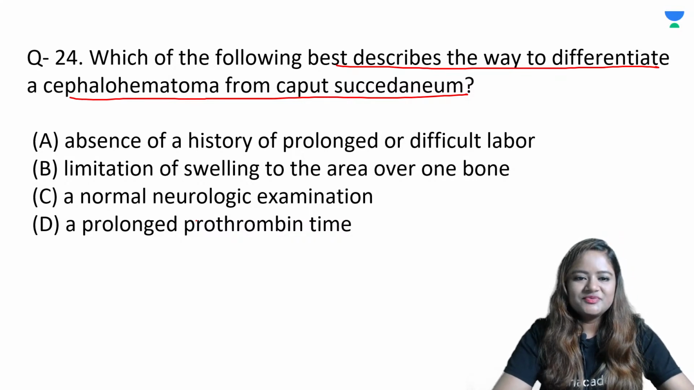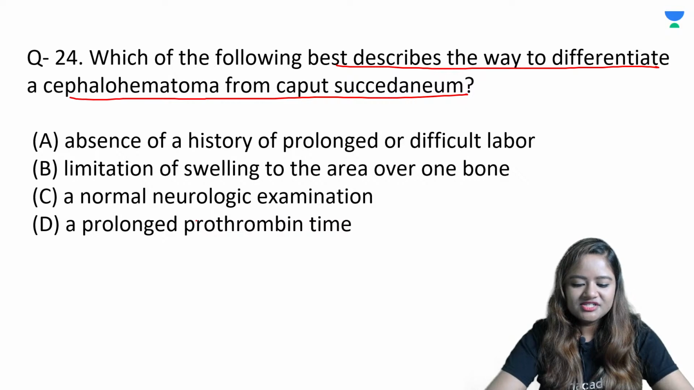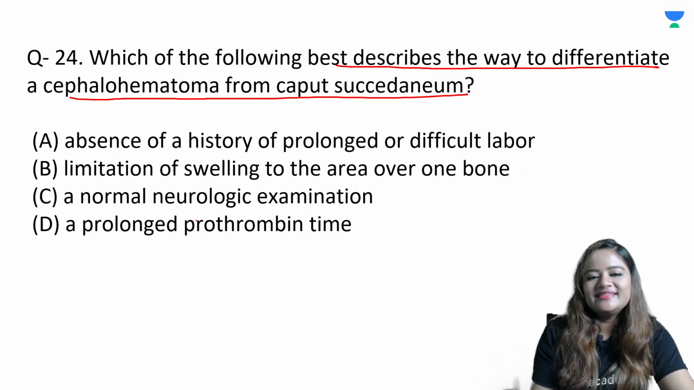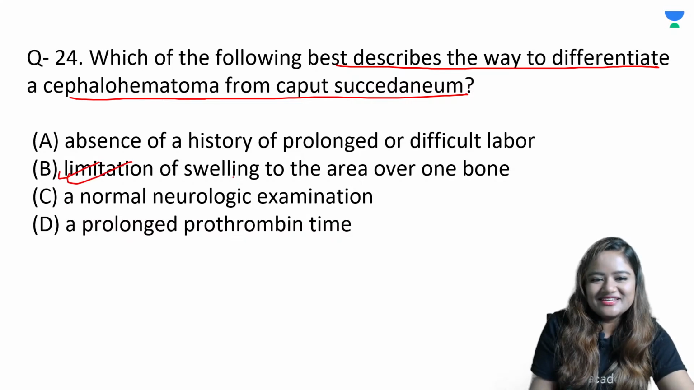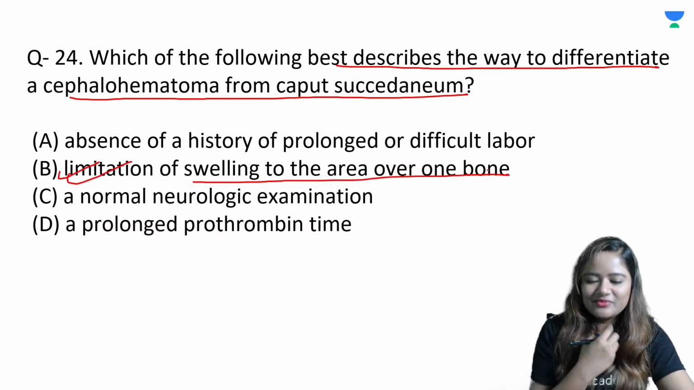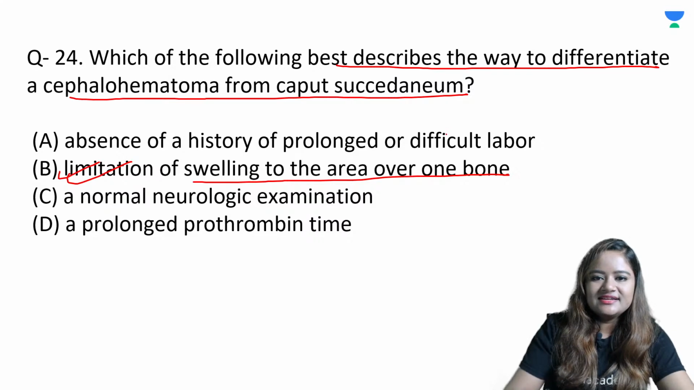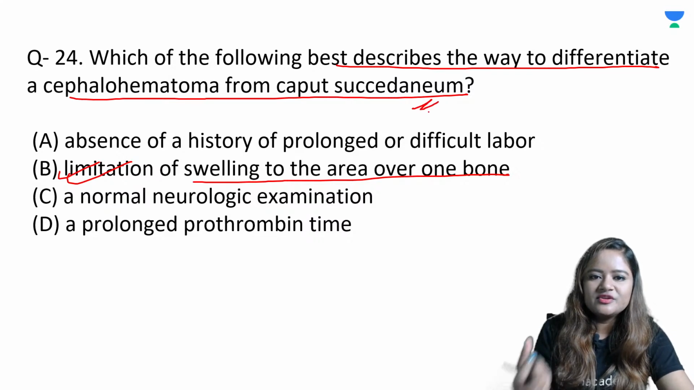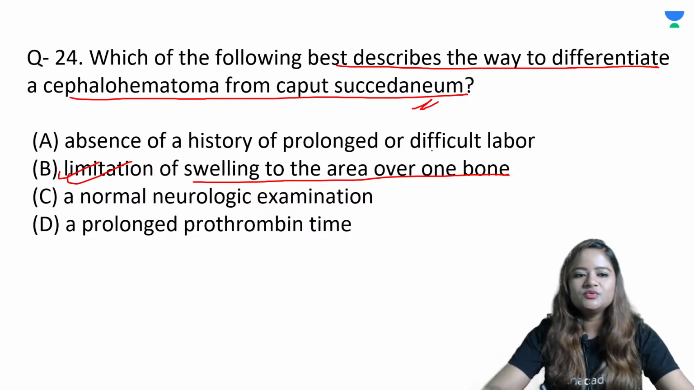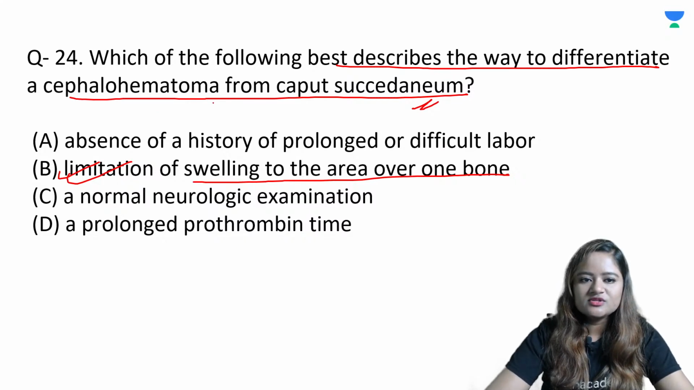So what is the answer to question number 24? How can you differentiate between cephal hematoma and caput succedaneum? Okay, I think everybody knows the answer. It is limitation of the swelling to the area of the bone. Caput succedaneum is basically just because of the pressure of the instrumentation that we use, and cephal hematoma is because of the accumulation of blood. History of prolonged labor is present for both.